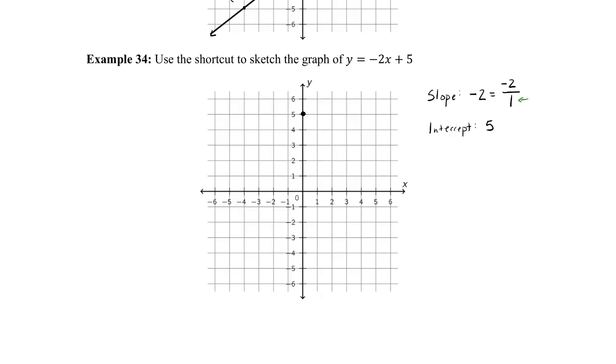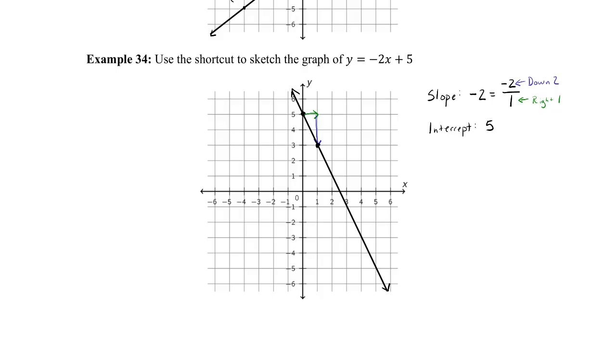Second, the denominator tells us how far to the right to go. We're going to go right 1. And again, it's always to the right. Now, we have a negative slope. So after we go to the right one, we're going to go down 2. And so our second point on our graph is this one. Finally, we draw the straight line through those points, and that's our graph.